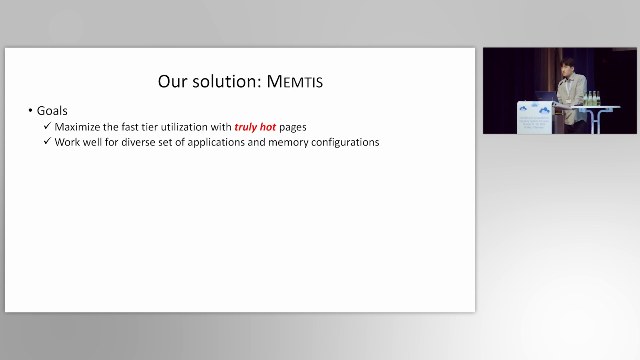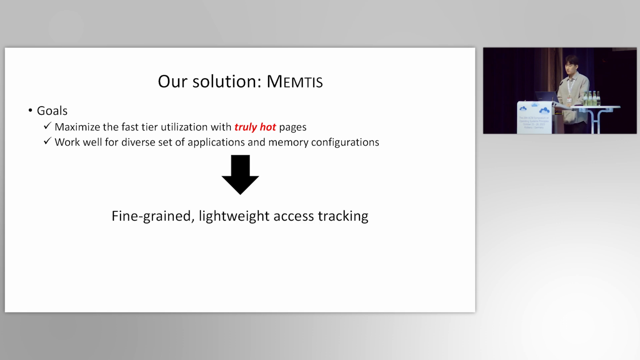Our solution is MEMTIS. MEMTIS enables making the best use of the fast tier with truly hot pages. There are three main design components in MEMTIS. Firstly, MEMTIS tracks memory accesses by using hardware event-based sampling techniques for scalable and fine-grained access tracking. And it maintains its CPU overhead for access tracking below a predefined threshold, so it is very lightweight.